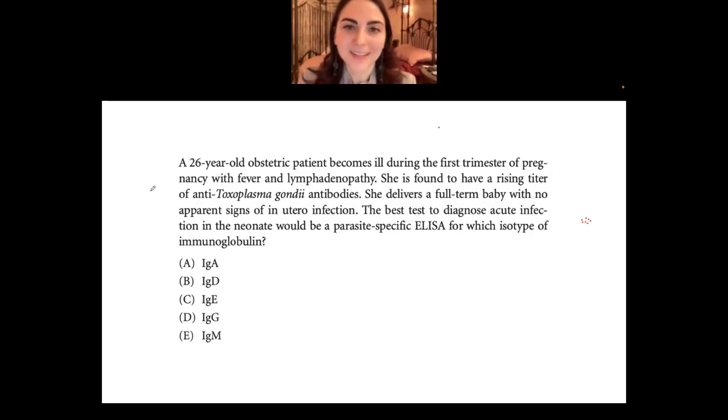Okay, all right. Yes, I know it's a parasite. Yes, I know how badly we want to pick IgE because it's a parasite. This is not the answer. I'm pointing out common ways that people get got. Acute infection. What is the best way to diagnose acute infection? This will only ever be IgM. It will always be IgM.